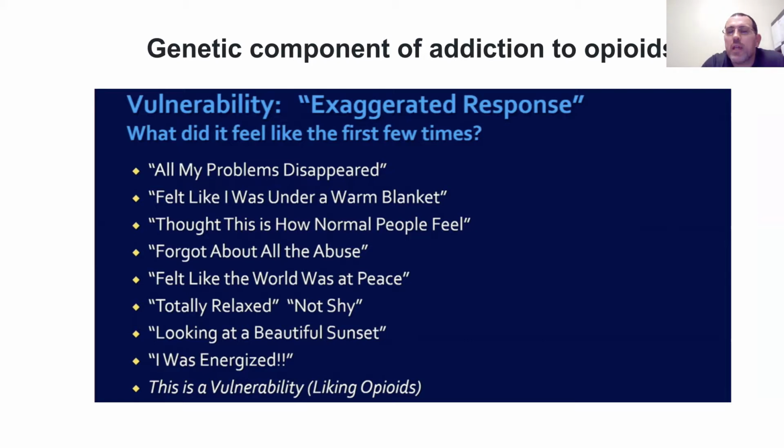I thought this was how normal people feel. They, quote unquote, forgot about all the abuse. They felt like the world was at peace. They felt totally relaxed, not shy. They felt as if they were looking at a beautiful sunset. They felt energized. And so this is that vulnerability of, quote unquote, liking opioids. This was the difference between maybe when someone like myself had opioids with a dental procedure and someone who might have some of these genetic mutations.